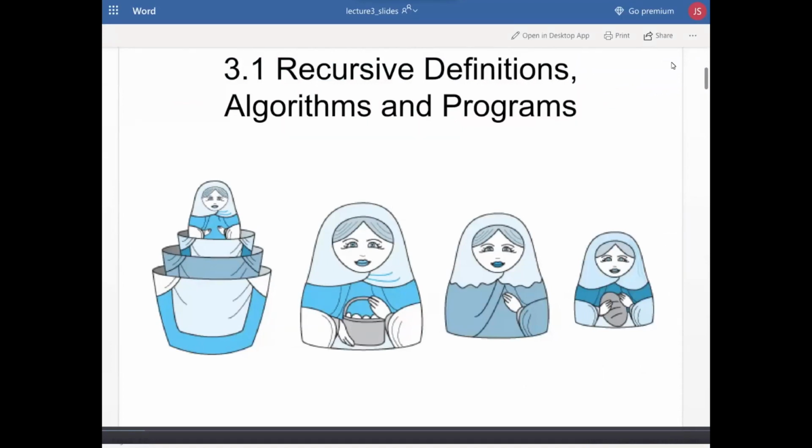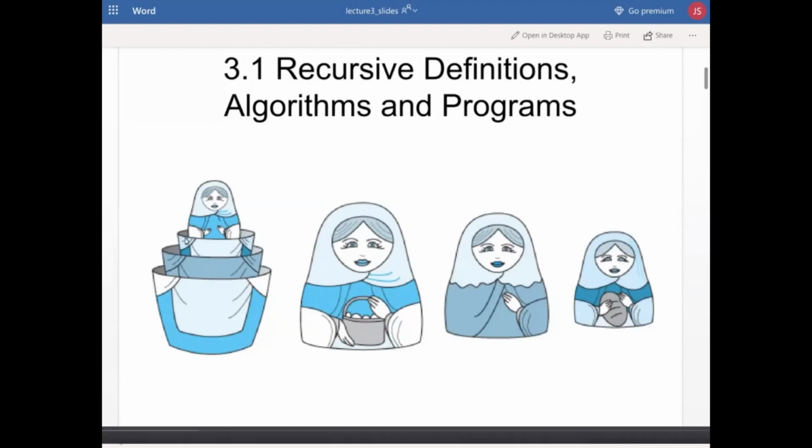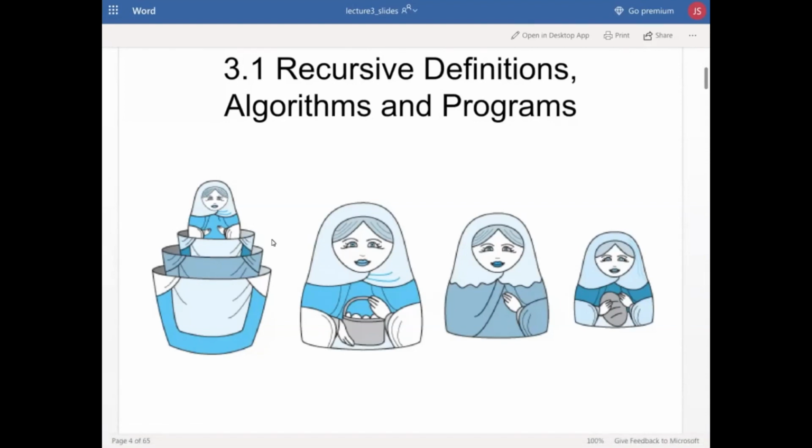We're talking about 3.1 recursive definitions, algorithms, and the program. What you see here is the famous Russian Matryoshka dolls. You probably have seen it on the market or on YouTube or on television, where you open up the doll and a smaller one sits inside. Pretty much just peel the surface of the onion and keep peeling until you get to the smallest.